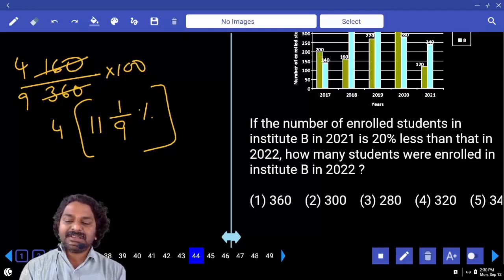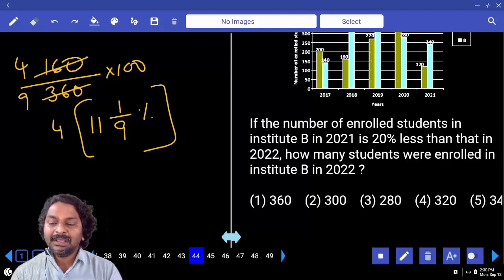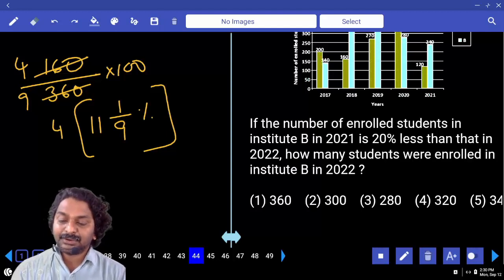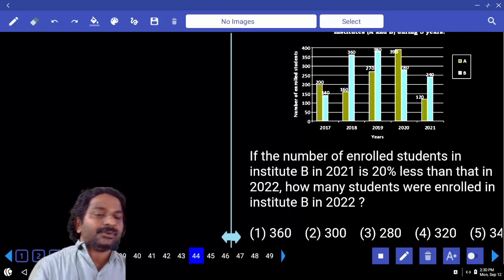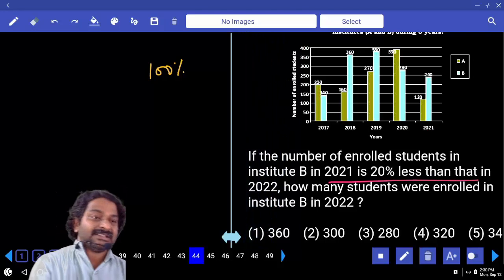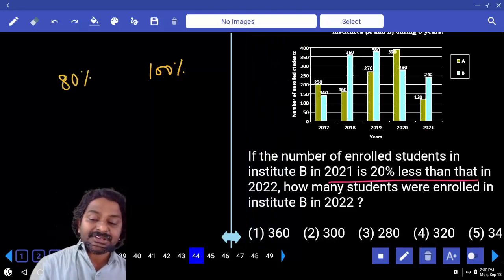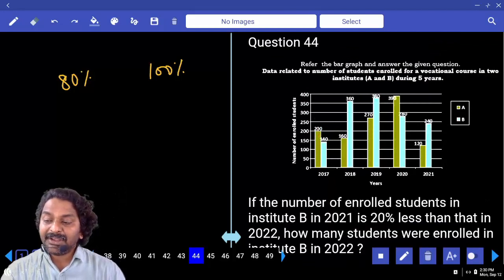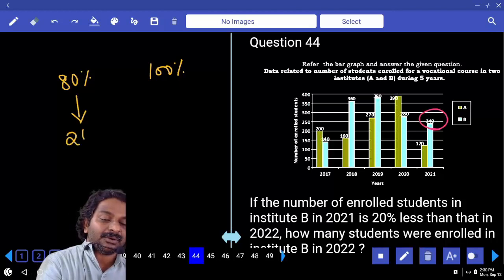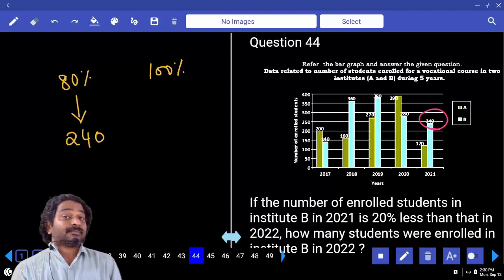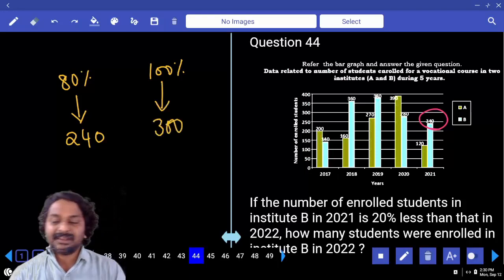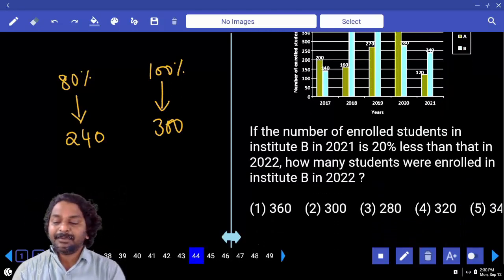The number of enrolled students in Institute B in 2021 is 20% less than that in 2022. How many students were enrolled in Institute B in 2022? If 2022 was 100 percent, 2021 they said 20% less, which is 80% only. For which institute? B. B in 2021, how much is it? 240. That means 80 percent is equal to 240 only. 80 how many times? 3 times. 100 3 times 300. Then in 2022 there should be 300 people, which is the second option.